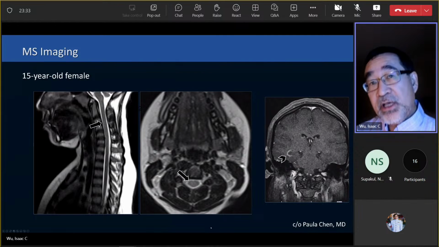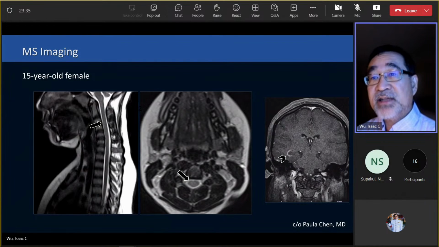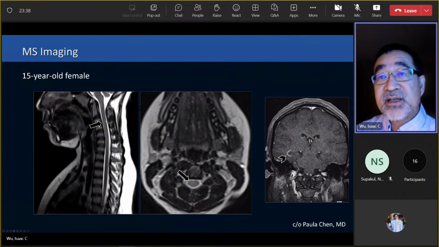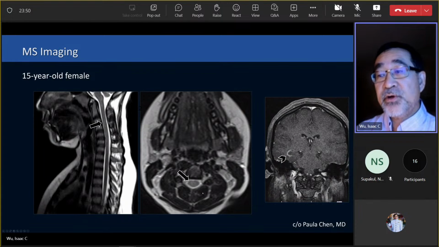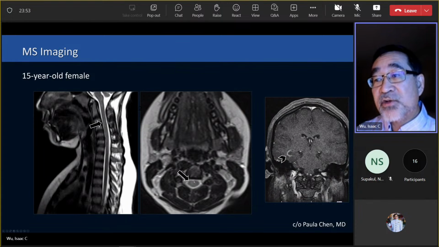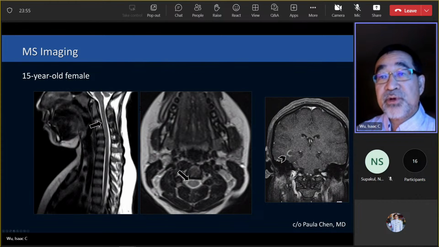For the cord lesion, this same patient right here has a cord lesion. I know this does not project as well as on PowerPoint, but the patient has a small, short segment cord lesion in the upper cervical spine. And on the cross section, on the axial view, they tend to be peripheral and often dorsolateral, but could be anywhere, but usually peripheral.